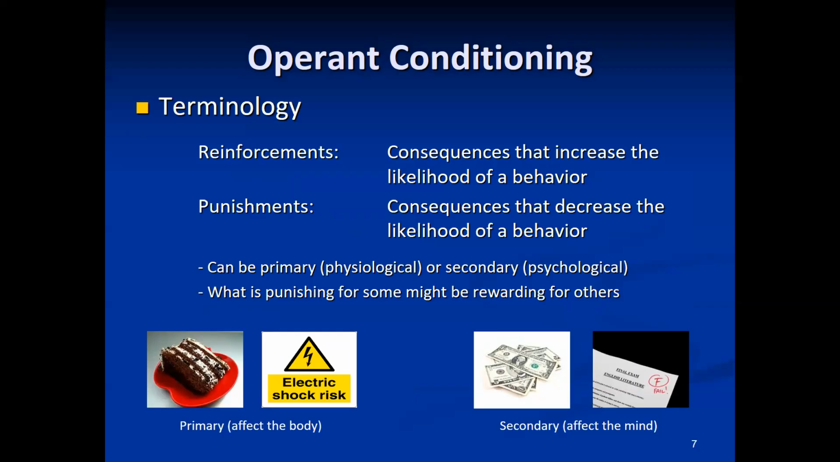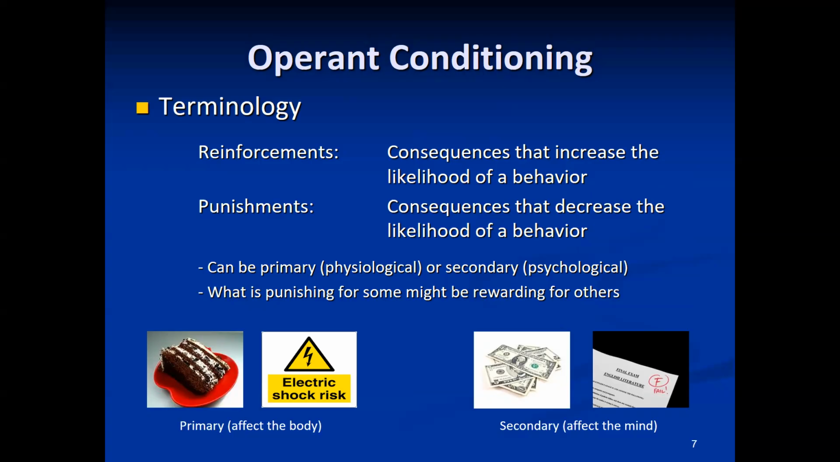The most fundamental terms used in operant conditioning are reinforcement and punishment. Reinforcements are consequences that increase the likelihood of a behavior. Punishments are consequences that decrease the likelihood of a behavior. Whether something is reinforcing or punishing depends upon the individual. For example, if you like blue cheese, then blue cheese would be a reinforcement. But if you don't like blue cheese, then it would be a punishment.